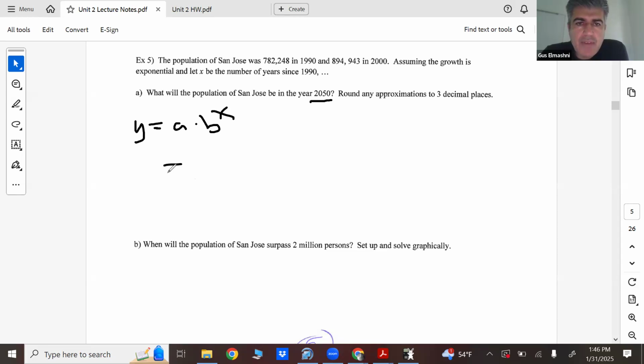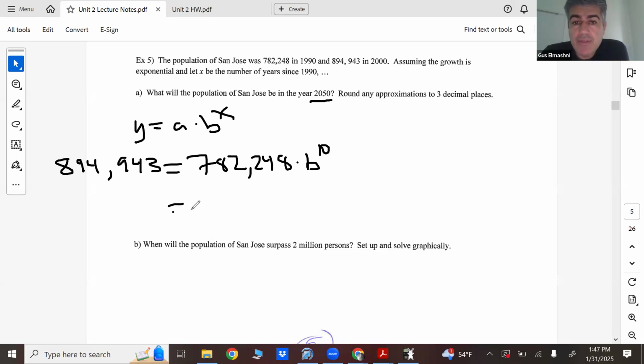So what I would do is 782,248 times b to the 10 power equals 894,943. Why? Because I've got to figure out how it's growing in those 10 years. So I have to do the 10th root of that ratio.